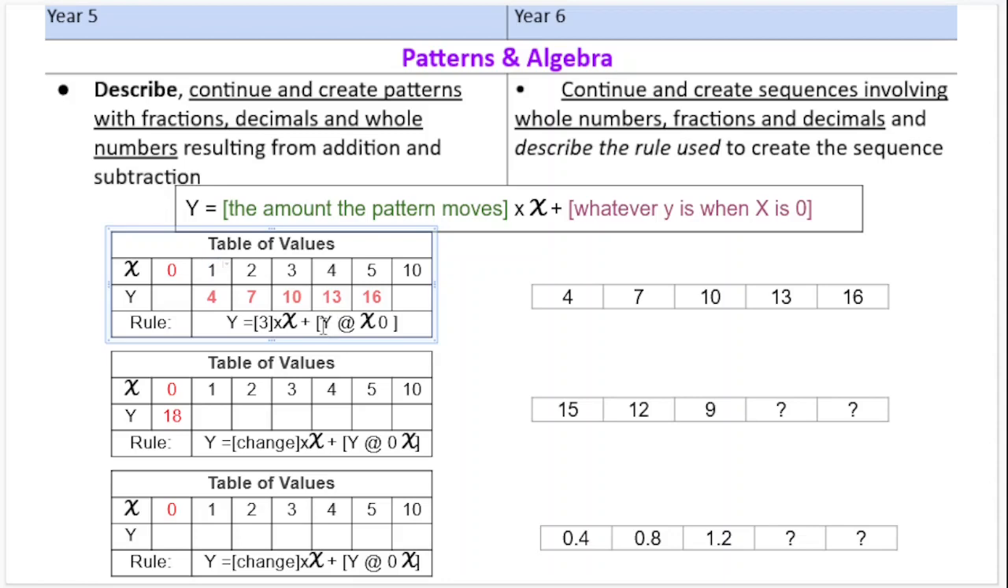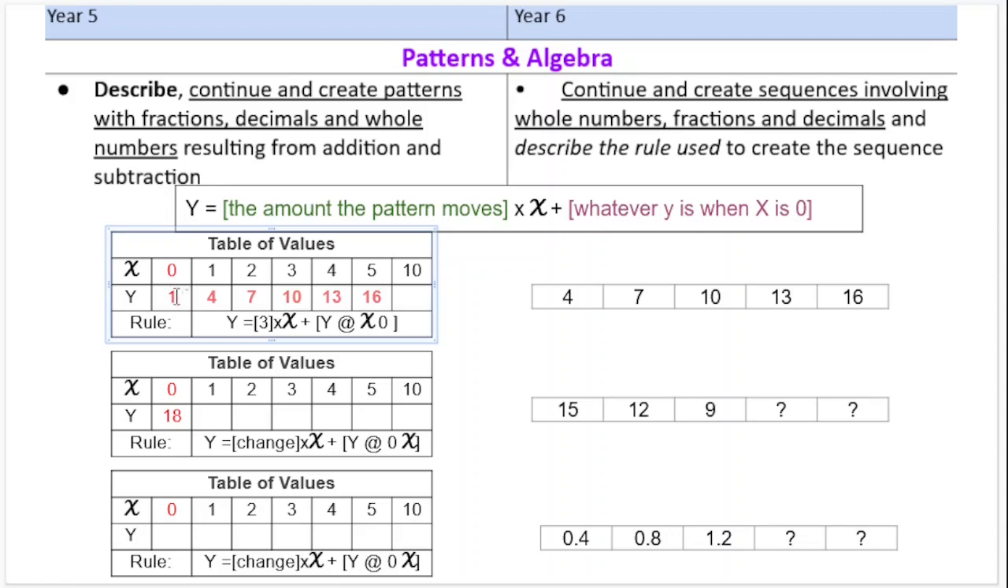And the last bit is whatever y was when x was 0. Now we haven't looked at that yet, have we? Now think about it for a sec. How are we going to figure out what number would go here? So as we're going this way, it goes up by 3. 4, 7, 10, 13, 16. Well, let's go backwards and see what happens. 16, 13, 10, 7, 4. Can you see what's happening? If we go to the left, it's doing the opposite. So if you're going to the left, it's going down by 3. Okay, and that's how we figure out what will go there.